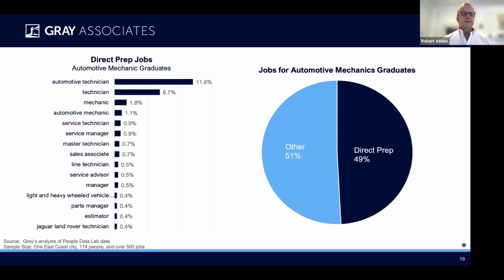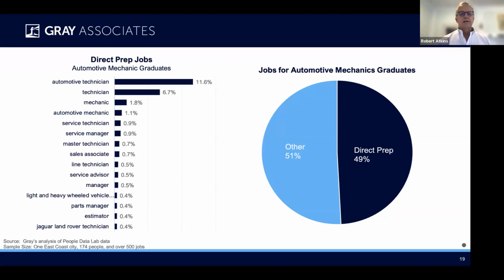Now, it turns out that's a fair number of fields, and we were pretty generous when we went through the fields that they go into and aligned anything that was reasonably plausible with auto tech. So obviously top of the list is auto tech, technician, mechanic, service manager, master tech, even a sales associate, line technician, service advisor, manager. I could make an argument that there are a couple of things here that might or might not really be directly related.